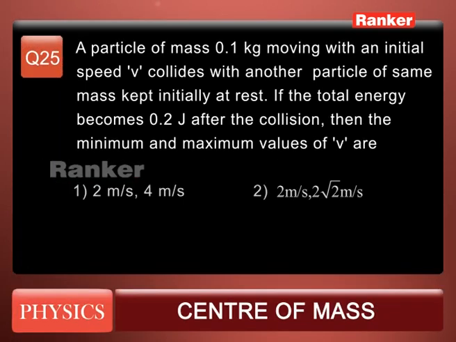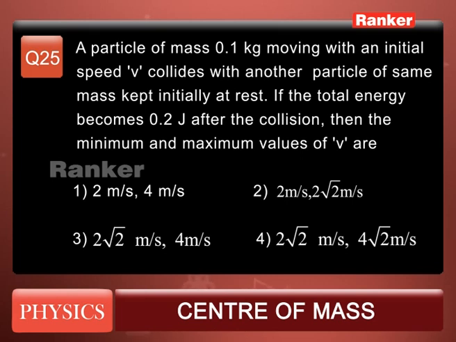Question number 25. A particle of mass 0.1 kg moving with an initial velocity v collides with another particle of the same mass kept initially at rest. If the total energy becomes 0.2 joule after the collision, then the minimum and maximum values of v are. First option, 2 meter per second, 4 meter per second. Second option, 2 meter per second and 2 root 2 meter per second. Third option, 2 root 2 meter per second and 4 meter per second. And the fourth option, 2 root 2 meter per second and 4 root 2 meter per second.